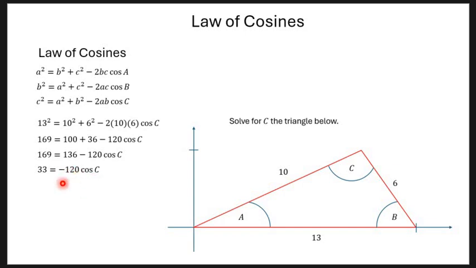Then I'm going to divide both sides by negative 120, and 33 over negative 120 is negative 11 over 40, so I get negative 11 over 40 is equal to the cosine of angle C. And if I want angle C, all I have to do is take the arc cosine of both sides. So I have the arc cosine of negative 11 over 40 is the arc cosine of the cosine of C, which is just C. Typing this into my calculator, I get that C, the angle I'm looking for here, is approximately equal to 106 degrees. And this is the application of the law of cosines.